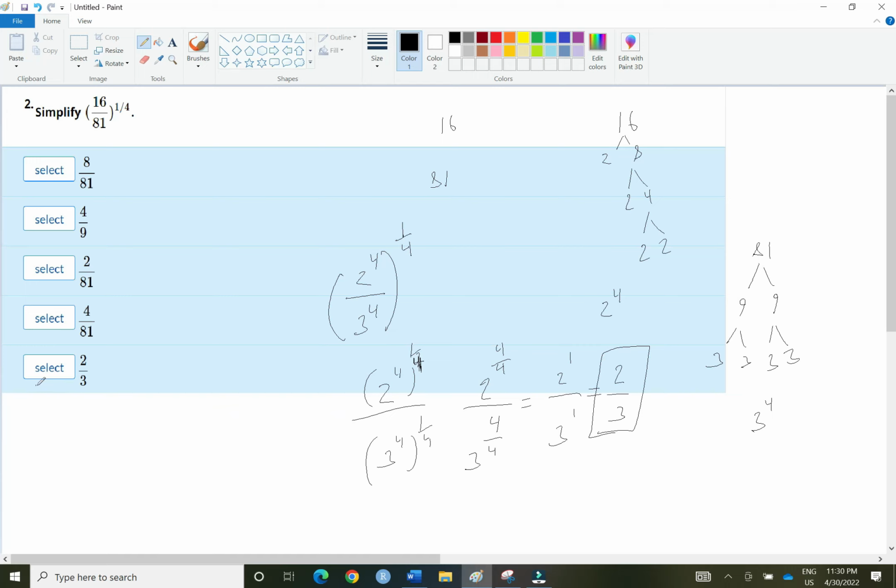Look at our results, we find 2 over 3 at the bottom, and that is the answer to the question.